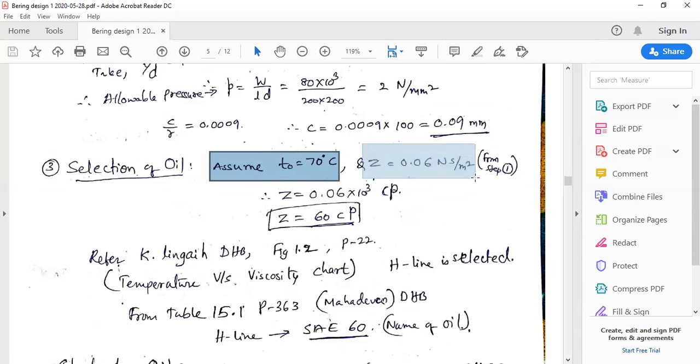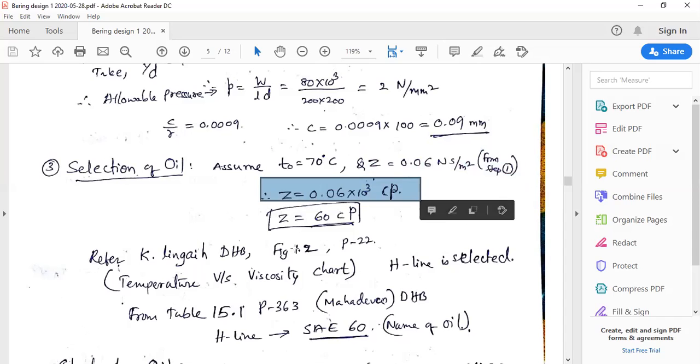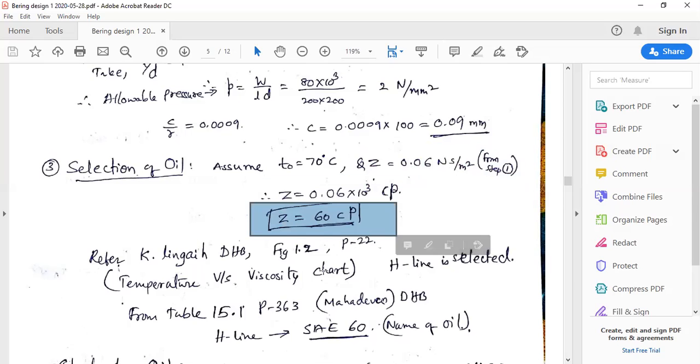Before that, we have to assume the operating temperature as 70 degrees centigrade, which is not given. The absolute viscosity is given as 0.06 Newton second per meter square, which is taken from step 1. The value of Z is to be converted into centipoise. To convert Newton second per meter square into centipoise, we multiply the value by 1000, that is 10 raised to 3, so the Z value is 60 centipoise.